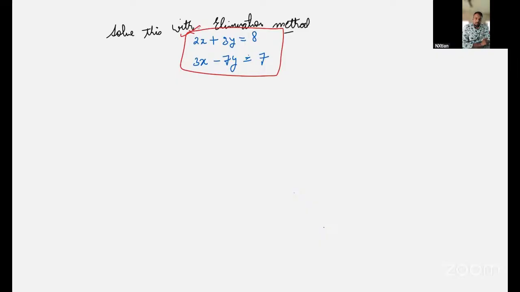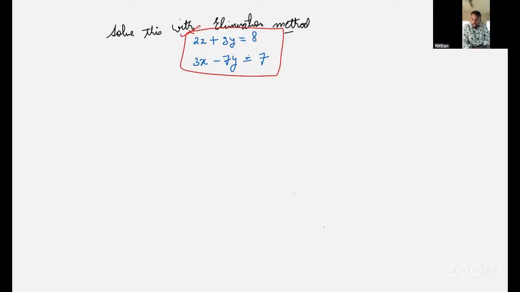A bit confused. How am I supposed to make 3x and 2x the same? Do I multiply? First, what do you have to eliminate? You just tell me. Which variable you want to eliminate, x or y? You want to eliminate x, no? Yeah, 2x.